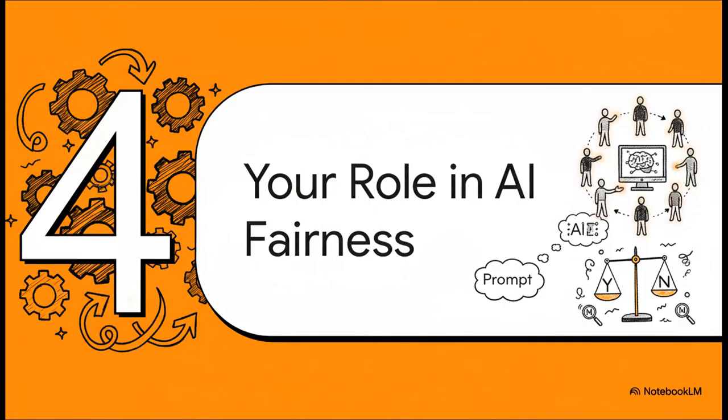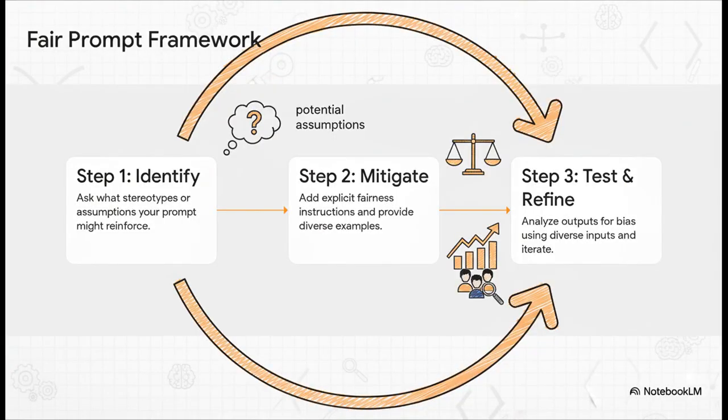So let's bring this all together. What does this actually mean for you when you're using these tools? Because at the end of the day, this isn't just about some abstract tech problem. It's about our choices and how we decide to use this powerful technology. You can actually boil it down to a pretty simple 3-step framework. First, before you even hit enter, just take a second to identify your own assumptions. Ask yourself, what kind of stereotypes might this prompt accidentally trigger?